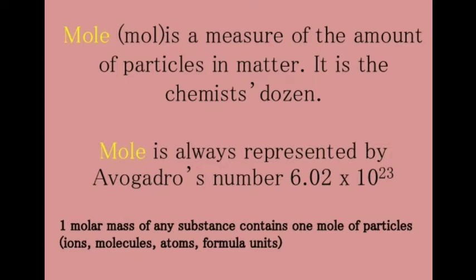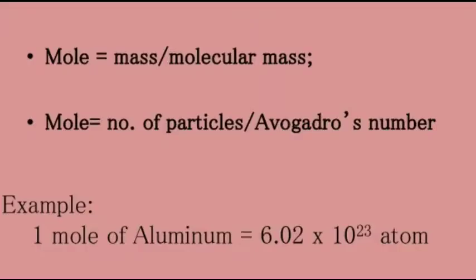See, Avogadro has given a concept that 1 mole of any substance means an equal number of particles, and that number is constant. Okay, that number is constant and it is equal to 6.022 into 10 power 23, and that number is known as Avogadro's number.